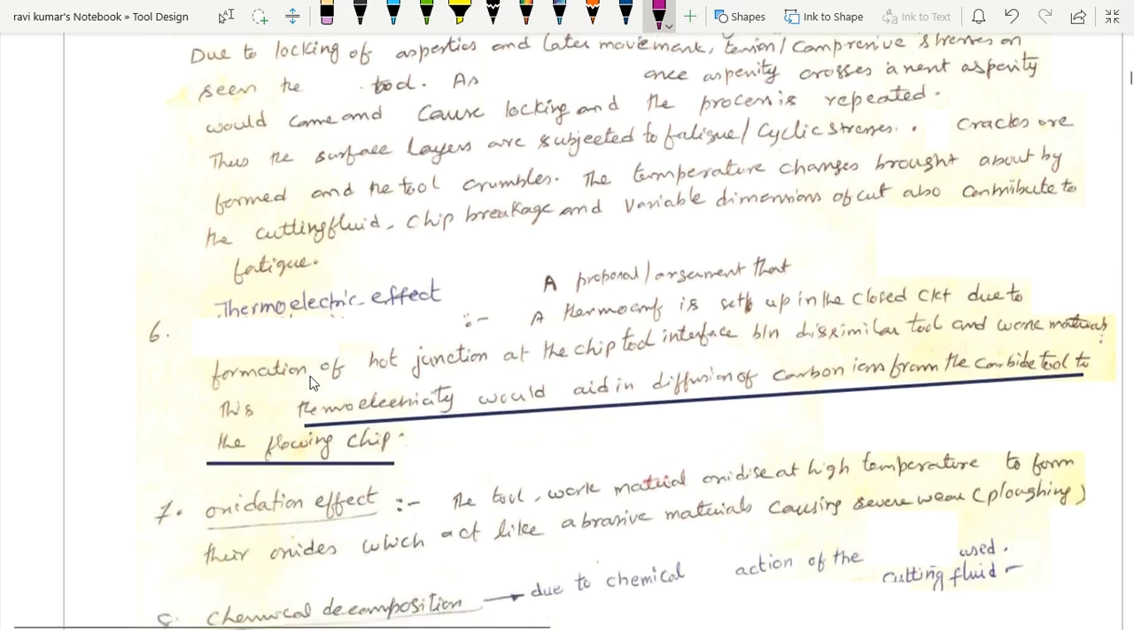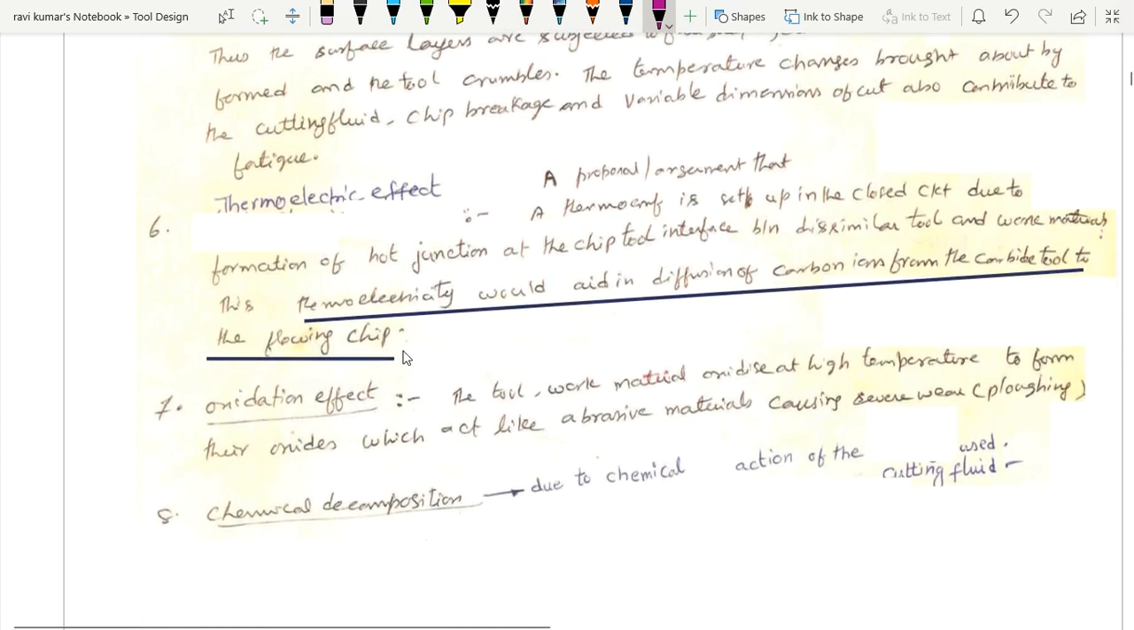Next, thermoelectric effect. There is a possibility of thermo EMF generation because of hot junction and cold junction, which occur. We may understand that a hot junction and cold junction shall be formed because the tool material and the work material are dissimilar metals. This flow of thermoelectricity can aid in diffusion of these carbon ions, which are nothing but the hard constituents, from the carbide tool to the flowing chip, right? So this is the next type of mechanism which we call thermoelectric effect.